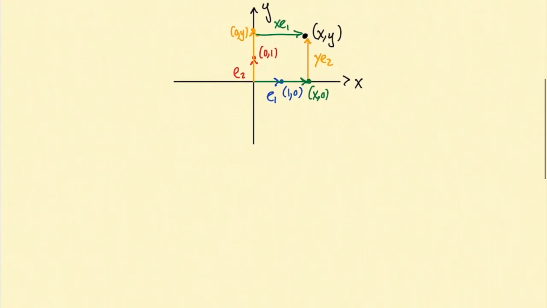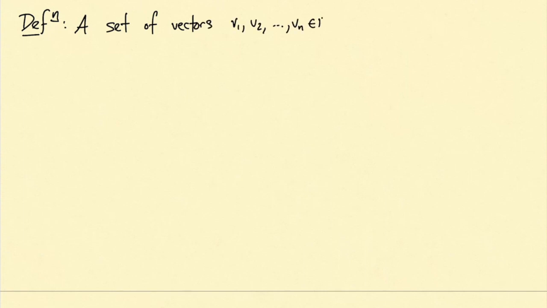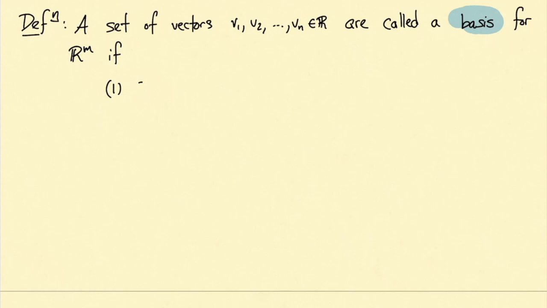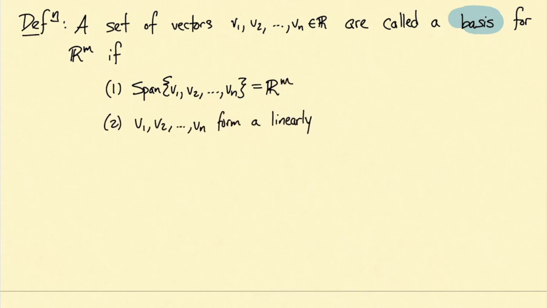So while this standard set of instructions is familiar, as we'll see later on, it's sometimes convenient to use a different set of vectors. So we're going to define a set of vectors, v1, v2 through vn in Rm, to be a basis for Rm if two things hold. One, the span of those vectors is equal to Rm, just as for the vectors e1 through em, and two, the vectors v1 through vn form a linearly independent set of vectors.